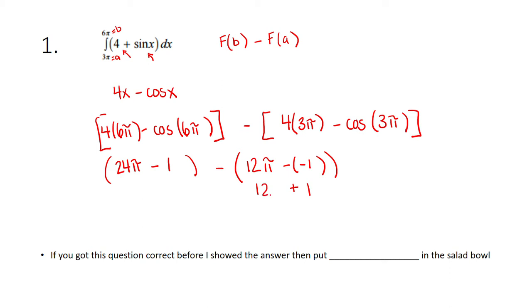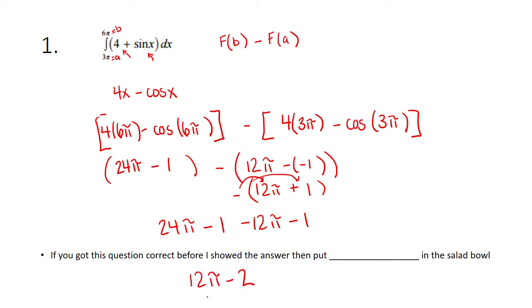But then I need to distribute a negative sign to both the 12 and to the 1, so it becomes negative 12 pi minus 1. And then we have 24 pi minus 1. If I subtract both of these, 24 pi minus 12 pi, I get 12 pi minus 2. If you got that answer, let's start off our salad with some lettuce. So put some lettuce into your salad bowl.